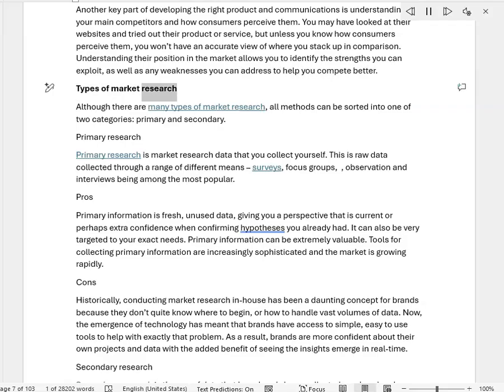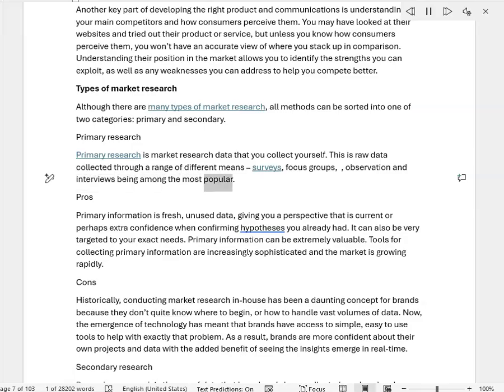Types of market research. Although there are many types of market research, all methods can be sorted into one of two categories: primary and secondary. Primary research. Primary research is market research data that you collect yourself. This is raw data collected through a range of different means, surveys, focus groups, observation, and interviews being among the most popular.